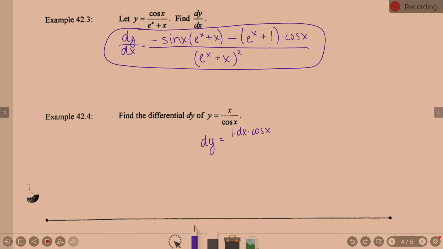I'm going to come back and clean this up later, because this isn't going to be in a good form that I would leave my answer as. And then we're going to subtract. Now it's the derivative of cosine x, which is negative sine x. That's an x term, so we're going to say dx. And it's still times x, all over cosine squared x.